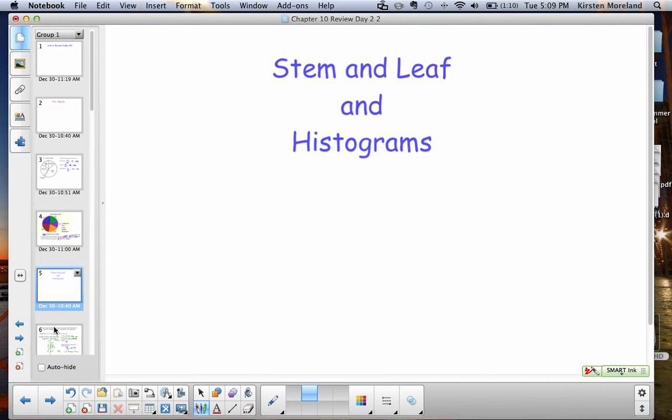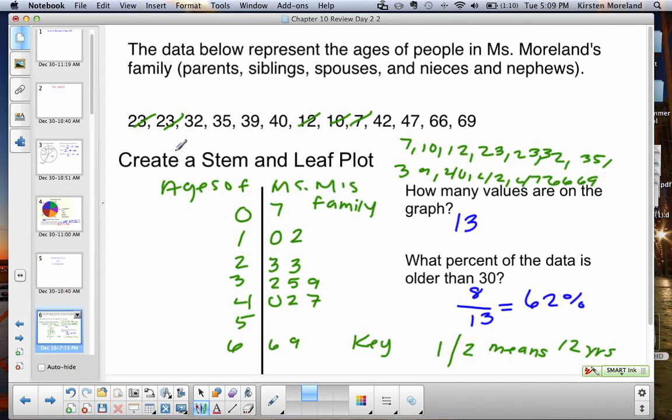Now we're going to move on to stem and leaf. Alright. We're going to look at this one. It's already created for me. When we create a stem and leaf, step 1, order your data. Step 2, you have to title it. Step 3 is make a key. My key over here is 1-2 means 12 years old, because this is the data that represents the ages of my family members.